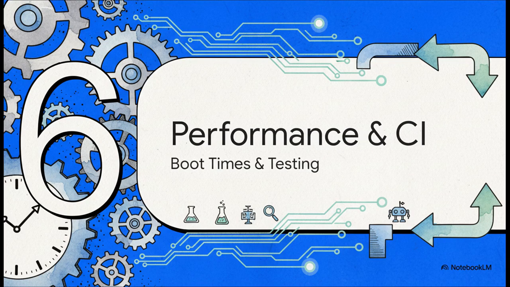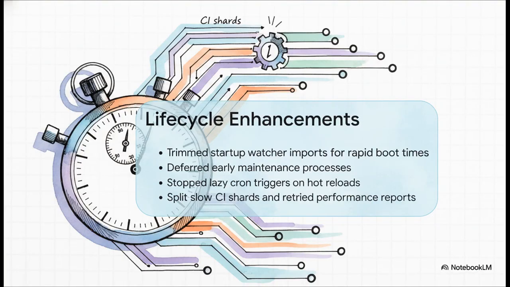Section 6. Performance and CI Optimizations. Analyzing boot times and testing. These recent adjustments drastically refine the operational efficiency of the gateway lifecycle. Trimming Startup Watcher imports directly reduces the initial memory footprint, which facilitates much more rapid boot times. Additionally, deferring early maintenance tasks ensures the gateway actively prioritizes immediate socket availability over running background cleanup during initialization.